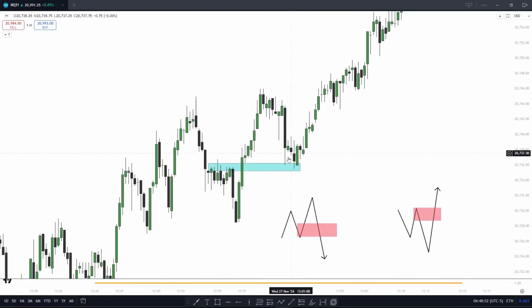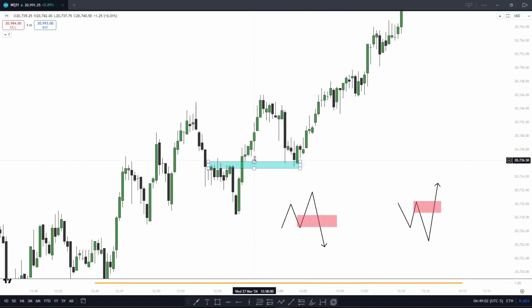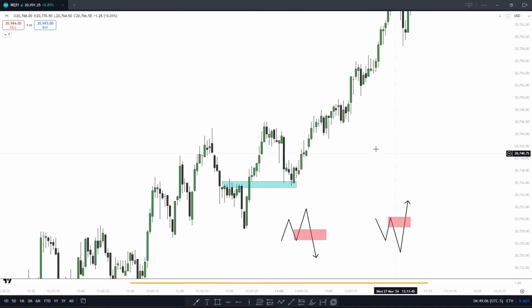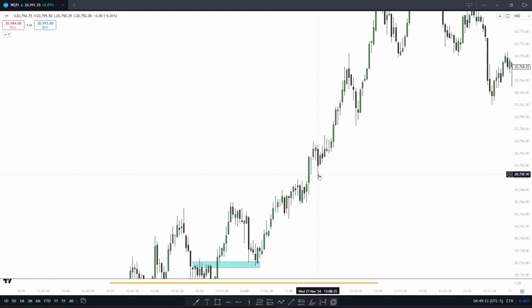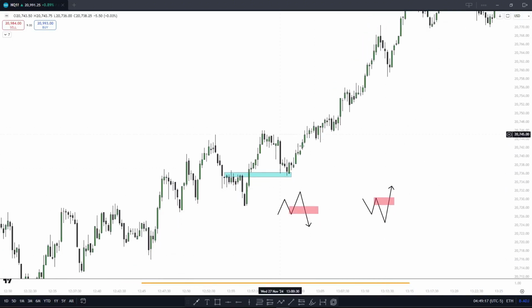Straight away, not even a close below. As you can see, this is our low risk buy. This right here would be our first stage accumulation. This right here would be our second stage accumulation. This is how simple it is. Once you start seeing this, this is our unicorn model.